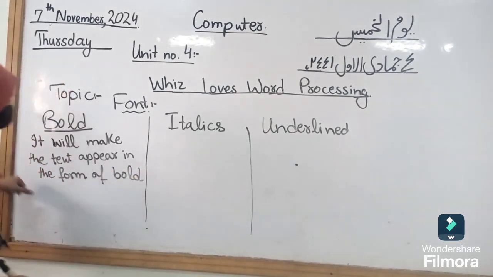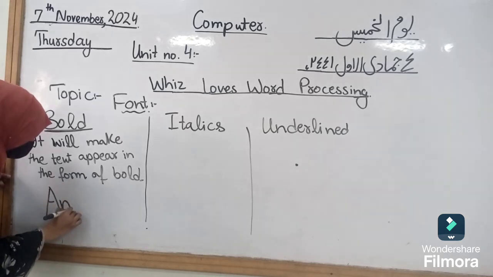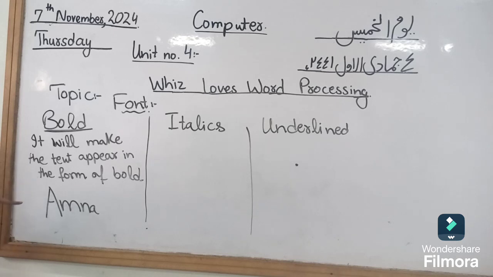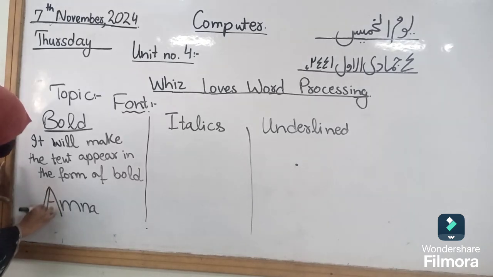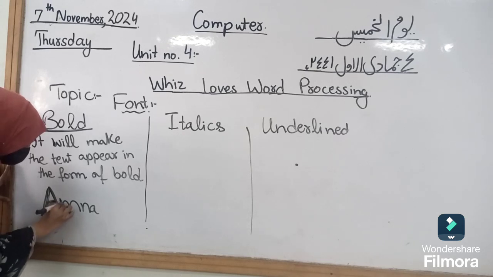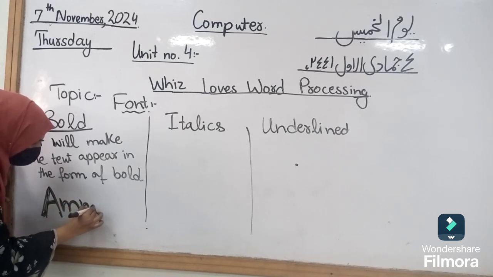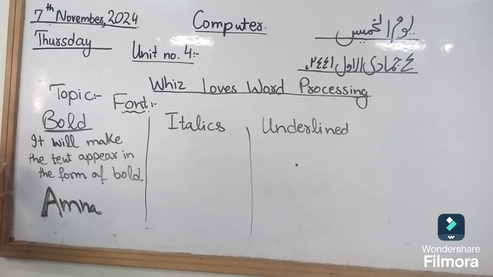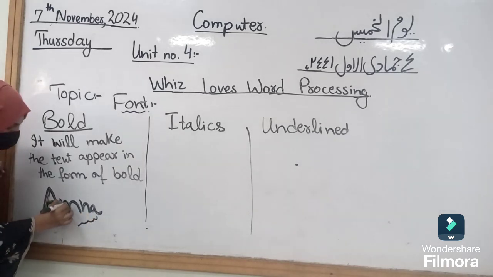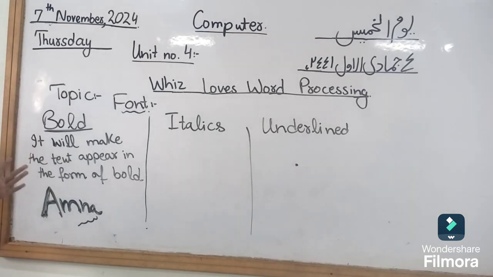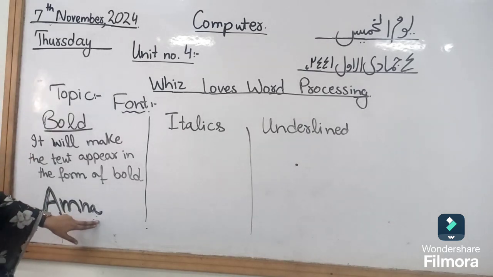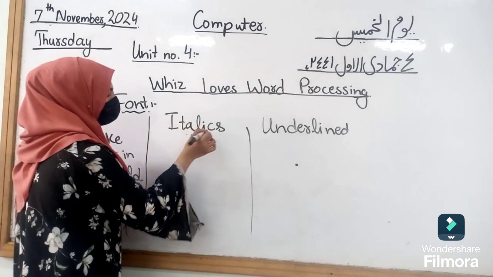What is the form of bold? Okay, so I am writing Amna. This is the normal font of Amna. And if I want to make it bold, then what do I need to do? Now, this is the form in which Amna is written in bold form. So, this is bold. When you make the text in more darkened form, when it is more prominent to you, then this is what we call bold.